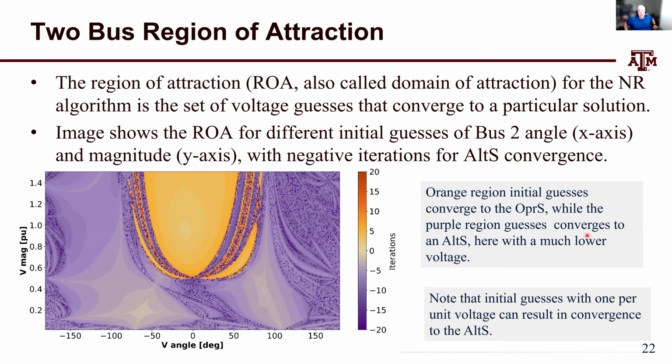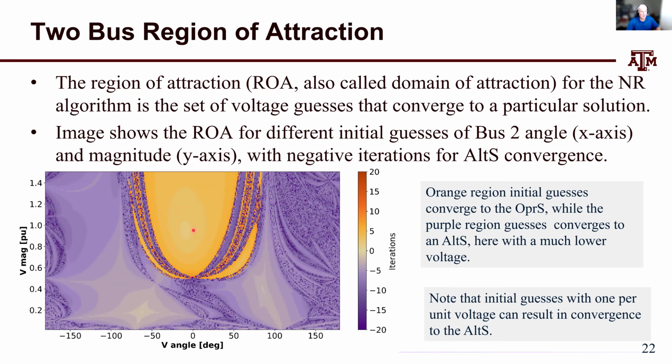Okay, so if you're into understanding how the initial guesses impact the convergence, you can create 2D plots of the region of attraction. Some people call it the domain of attraction. Here we did it where the positive values indicate the number of iterations it took to reach the operable solution. And for different guesses, here we're parameterizing the space by the initial guesses: the x-axis is the voltage magnitude of the guess, and the y-axis is the voltage angle of the guess in degrees.